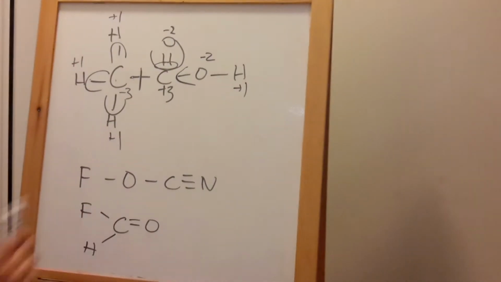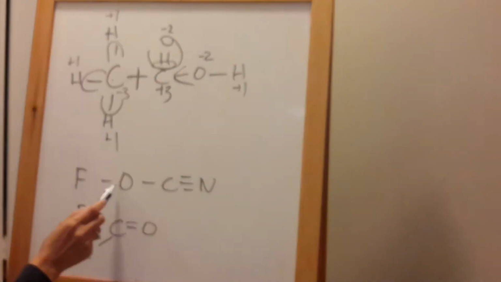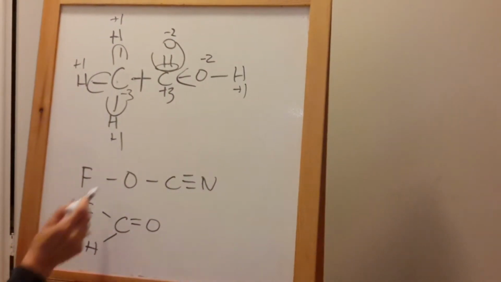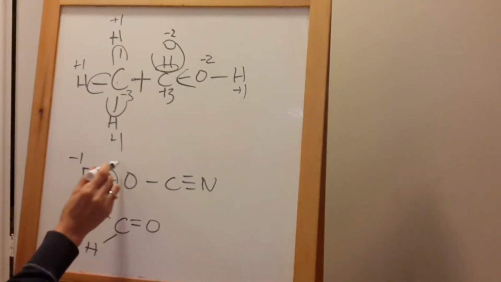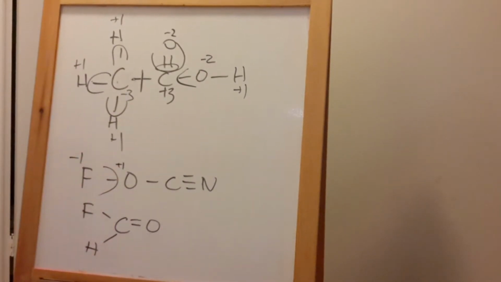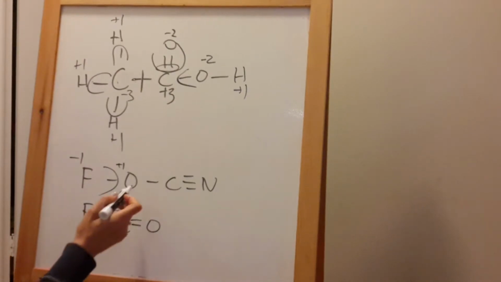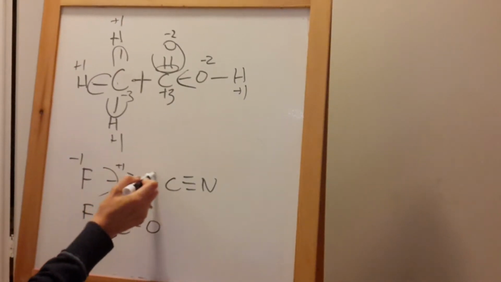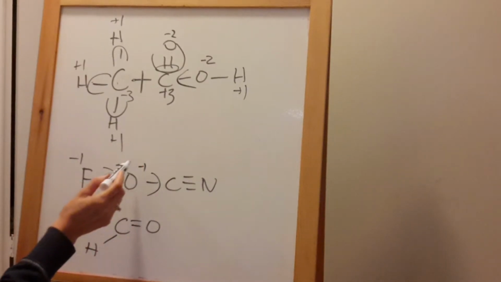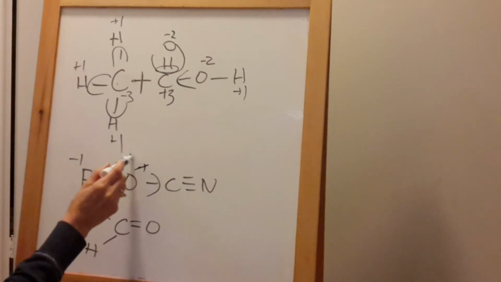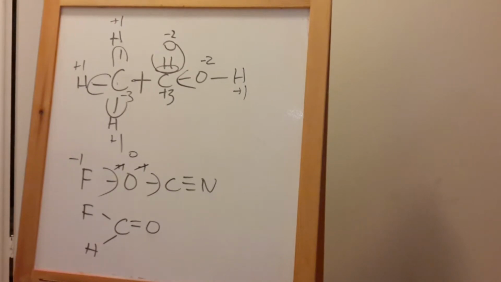Looking at this structure over here, fluorine is bonded to oxygen, and fluorine is more electronegative, so it actually takes from oxygen, making it a -1. Oxygen would be +1 by virtue of having given that electron to fluorine. And then over here, it actually takes from carbon because it's more electronegative, giving it a -1. A +1 and a -1 mean overall oxygen is neutral.